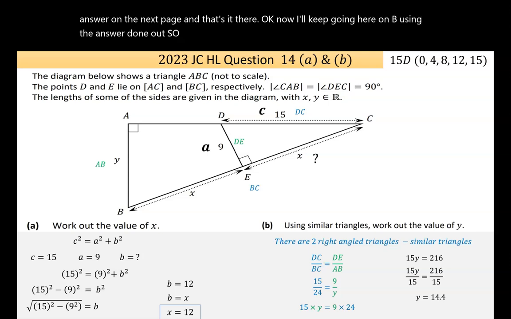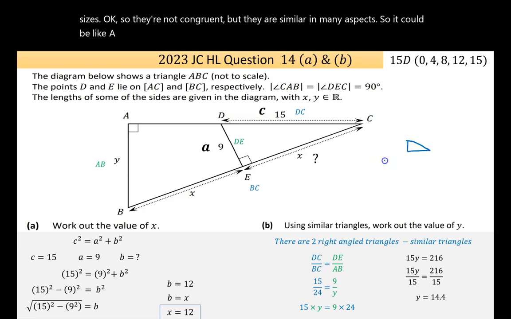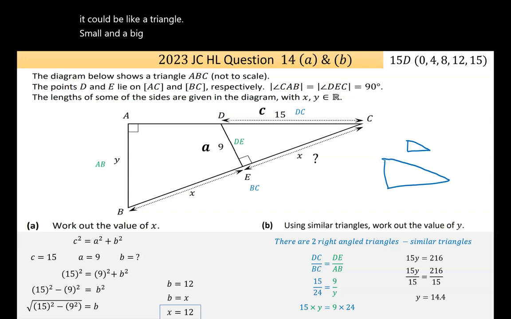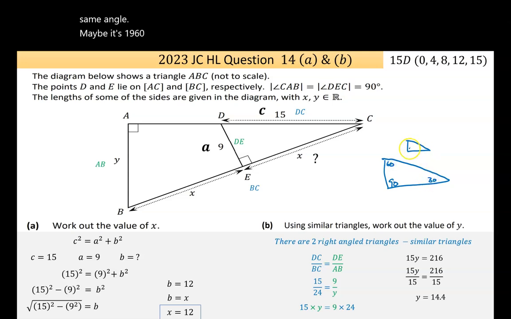So it says using similar triangles. So triangles can be different sizes. They're not congruent, but they are similar in many aspects. So it could be a small triangle and a bigger one. They're similar, not congruent, because they might have the same angles, and maybe it's 90, 60, 30, and maybe the exact same here. Obviously, you probably can't see what I'm writing there, but they're similar.